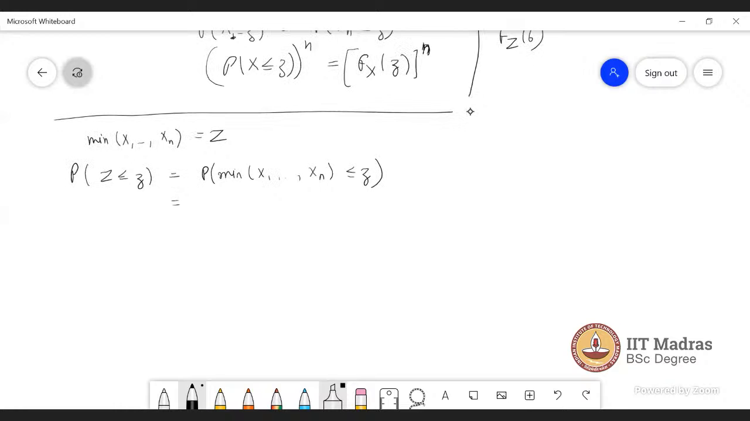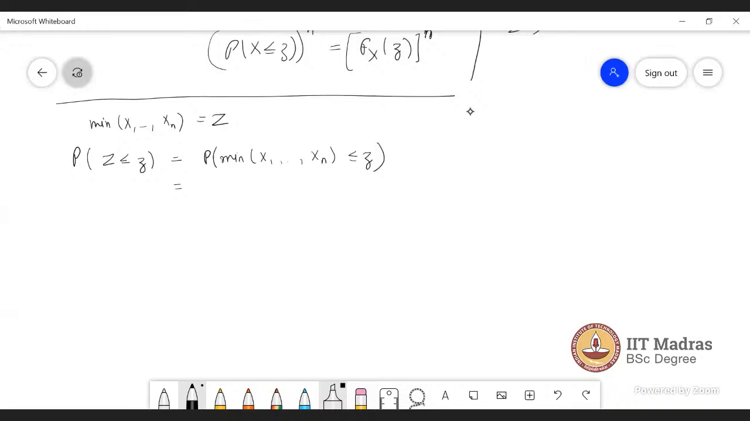I didn't ask about greater than. I asked if the minimum is less than or equal to z. Let's say the minimum is x5. If x5 is the minimum and it is less than or equal to z, we cannot say that the others will also be less than or equal to z. It is possible that your x2 is greater than or equal to z, your x6 is greater than or equal to z. All these are possible.